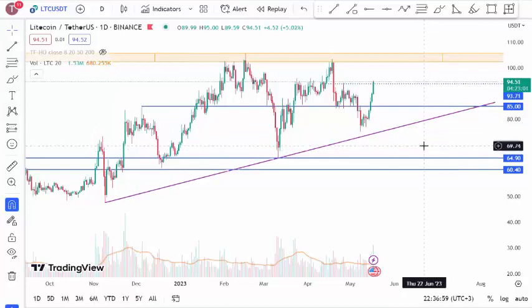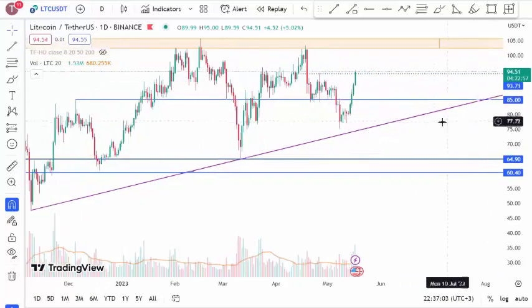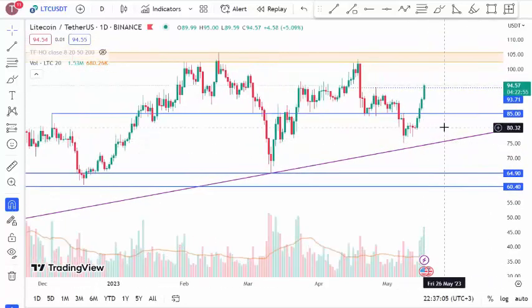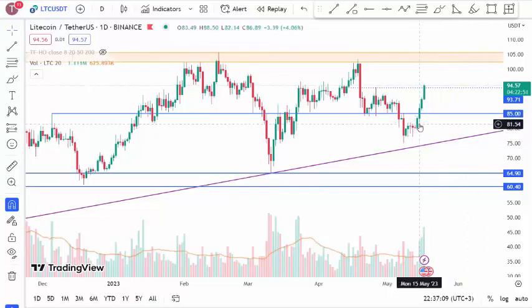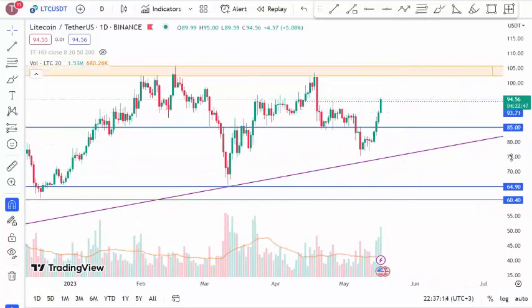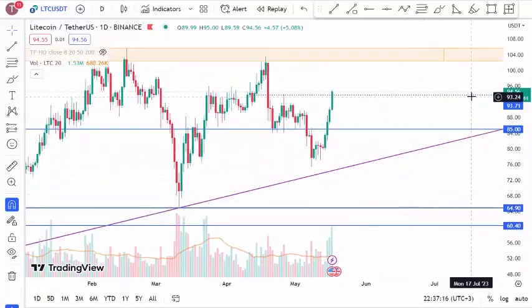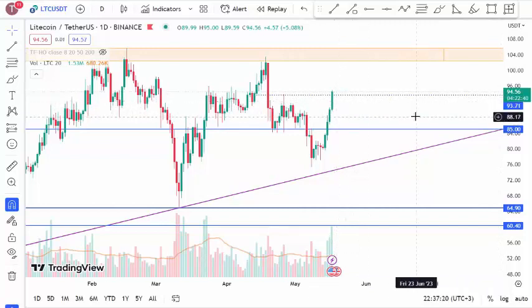Today, we will be conducting a technical analysis of Litecoin. We can say that Litecoin has broken some significant levels on the chart. Firstly, the $85 level has been broken with high volume. Additionally, the second resistance zone, which is around $93 to $70, has currently been broken to the upside.